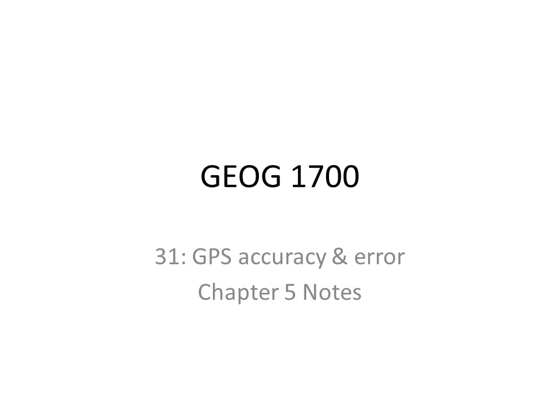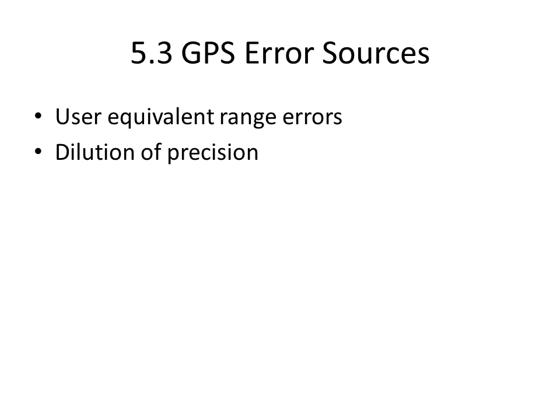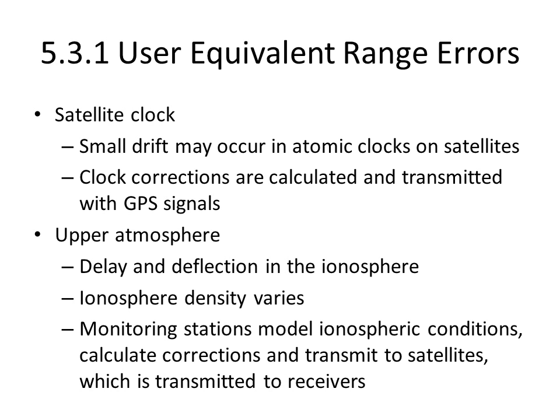In this section, we'll look at GPS accuracy and error. We'll talk first of all about the user equivalent range errors and the problem of dilution of precision. First of all, keep in mind that the satellite clock is a very critical part of a GPS satellite system, but small drift may occur in atomic clocks on satellites. Clock corrections are calculated and transmitted with GPS signals.